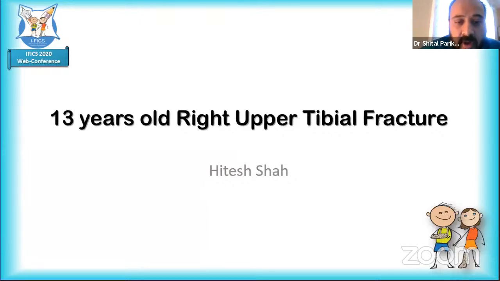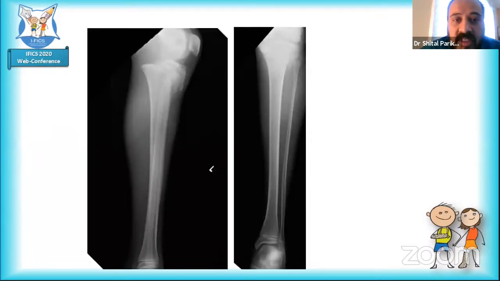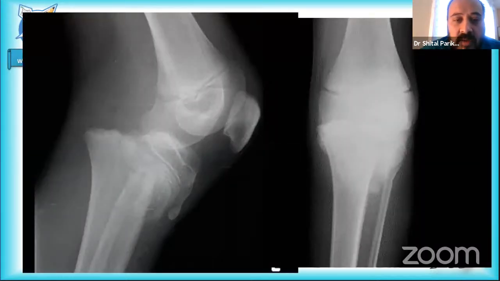Nice case. So Hitesh, this is your patient, a 13-year-old with upper tibial fracture. So this is the X-ray. Sorry, we don't have knee X-rays. I've just zoomed onto this one here. Now, this is the fracture. Did this patient have any neurovascular injury? Because this is the fracture to be worried about.